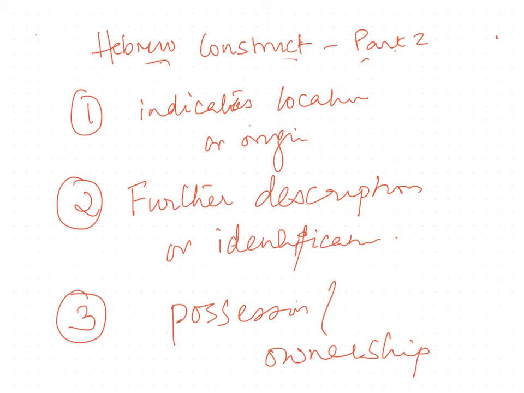Sadeh Navot, the field of Navot. Navot is definite because it's the name of a person. All right. So again, possession or ownership. Thus, Ruach Elohim, the Spirit of God, showing ownership or possession. So the construct relationship can show many other nuances, but predominantly it shows you this. And with this, I hope you enjoyed this particular session of Hebrew. Thank you.